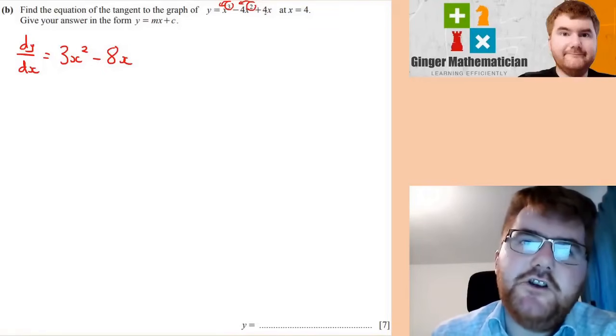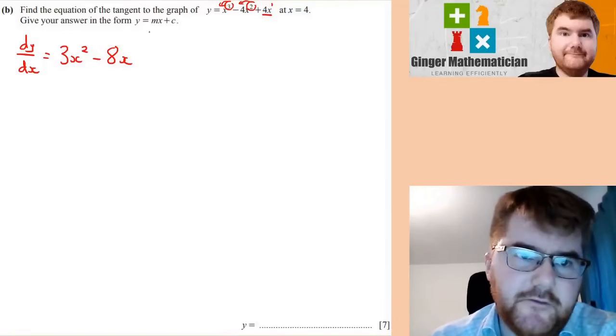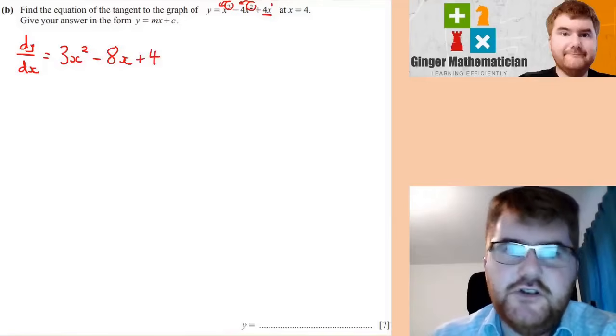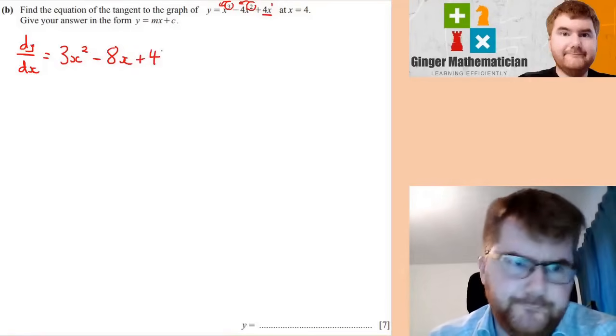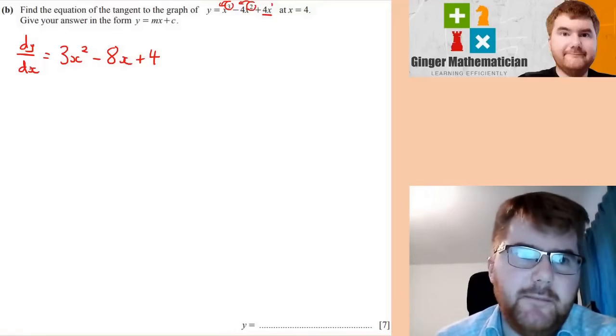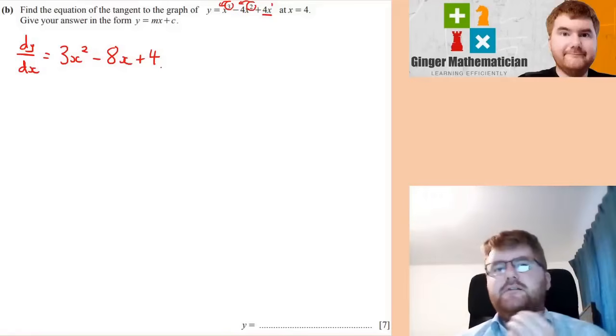And don't forget, because you've got a 4x here, we do the same procedure because this is x to the power of 1. 1 times 4 is 4. And then reduce the index by 1. That's x to the power of 0, which is just 1. So we get the function of dy by dx is equal to 3x squared minus 8x plus 4.